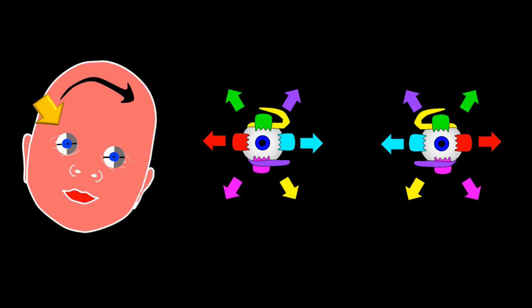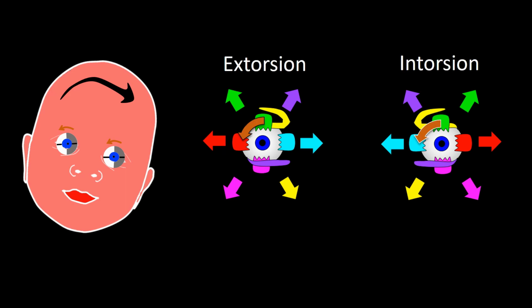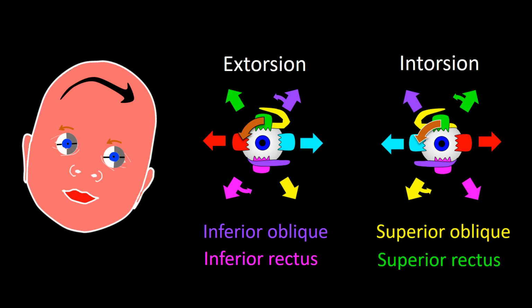This position is achieved by extorsing the right eye and intorsing the left eye, as I have now represented here by the arrows in the baby's figure and now in the eyeball figure. Extorsion of the right eye is due mainly to contraction of the inferior oblique with some contribution of the inferior rectus. Intorsion of the left eye is due mainly to superior oblique contraction with some contribution from the superior rectus.